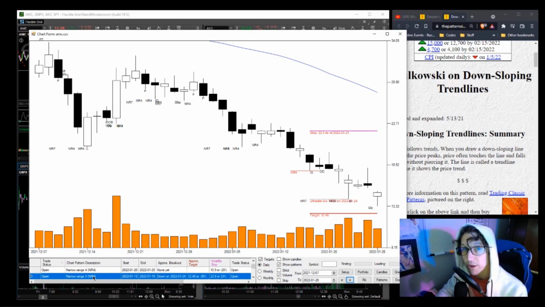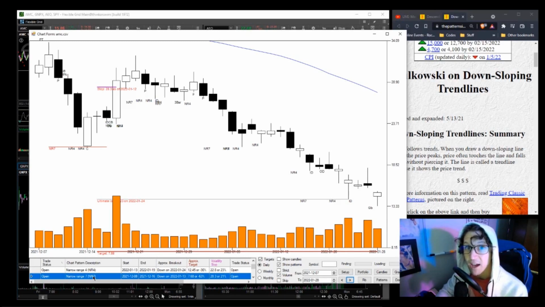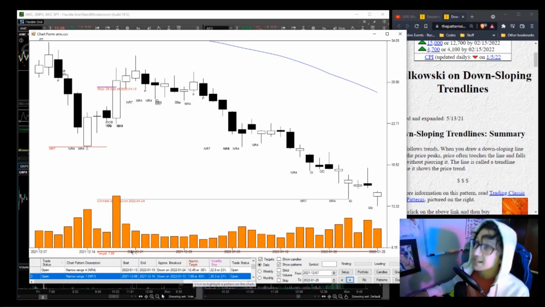The first open pattern we have with a confirmed breakout has a target of 12.45. We have another narrow range 7 here that was started on December 8th, finished on December 16th, broke out on January 13th, and has an approximate target of $7.68. So I'll still be waiting for those targets to be met or for the stops to be met. The volatility stop is up at $28.30, but again, the target is $7.68. So patterns are bearish on AMC still.